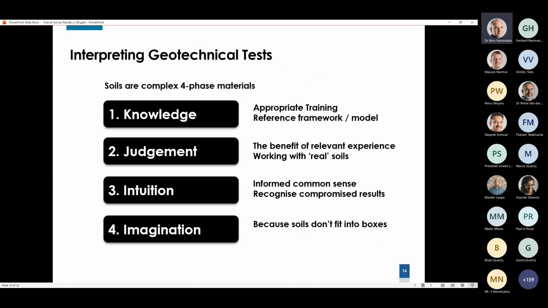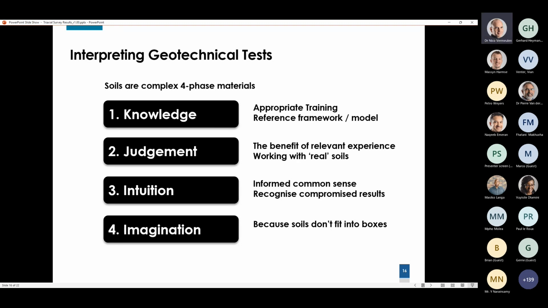And to me, the key ingredients to be able to do things like this with what is an extremely complex material, soils having 4 phases to contend with, is a combination of knowledge, judgment, intuition, and imagination. Knowledge comes from your training and education, and it provides you with that reference framework or model that allows you to understand how soils behave and to predict how they will behave when things change. Judgment is what comes as a benefit of relevant experience. Soils don't necessarily follow theoretical practice, and you only become aware of this and you only develop the skill of judging how things are going to change when you work with real soils in real world applications.